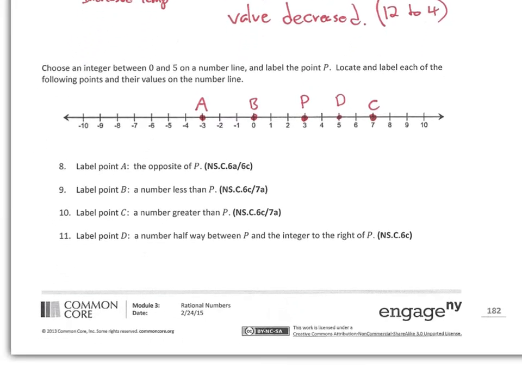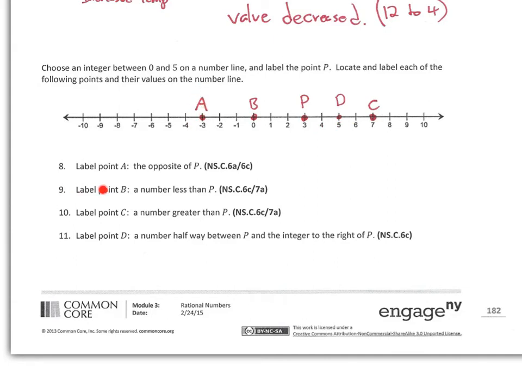Next one. Choose an integer between 0 and 5 on a number line and label the point P. So this one is pretty straightforward. Between 0 and 5, I picked the 3 and I labeled that P. And then number 8 says locate the opposite of P. So the opposite of 3 would be negative 3. So I found that here and I labeled that A.